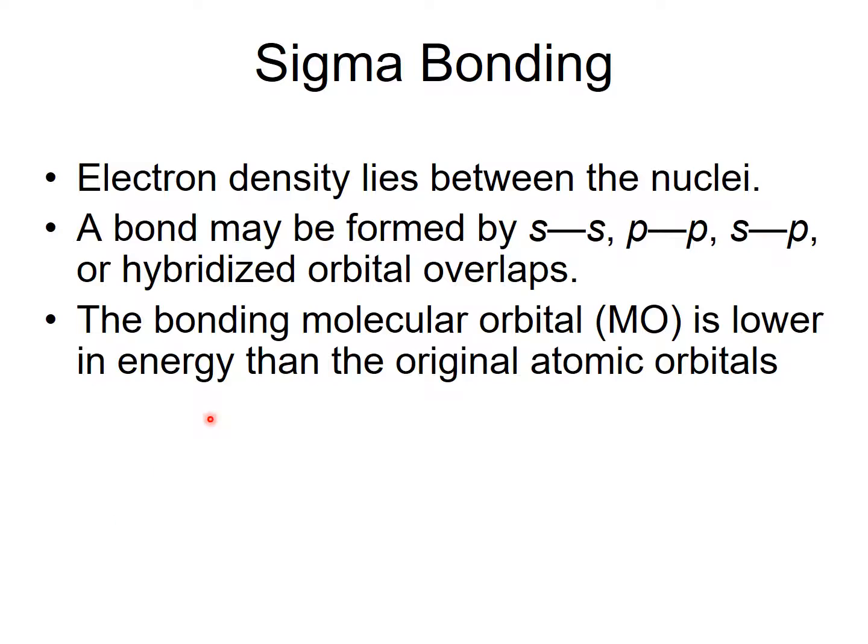A sigma bond is between the two nuclei. You can form a sigma bond between two s orbitals, between two p orbitals, or between an s and a p orbital. You can also form a sigma bond between hybridized orbitals. When you have a sigma bond, the bonding molecular orbital is lower in energy than the original atomic orbitals.